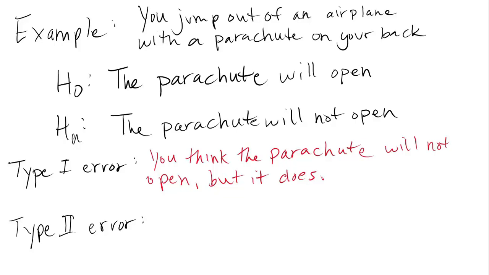Let's explain why this is an error. Suppose you decide not to use this parachute because you don't think it will open, but somebody else uses it, and when they jump out of the plane, it does open. That's a mistake. You just gave away a parachute that would have opened for you. That's an error. Let's look at the type 2 error.